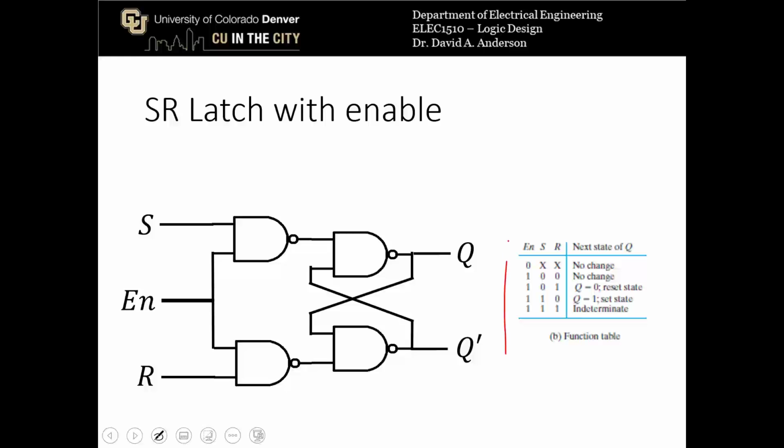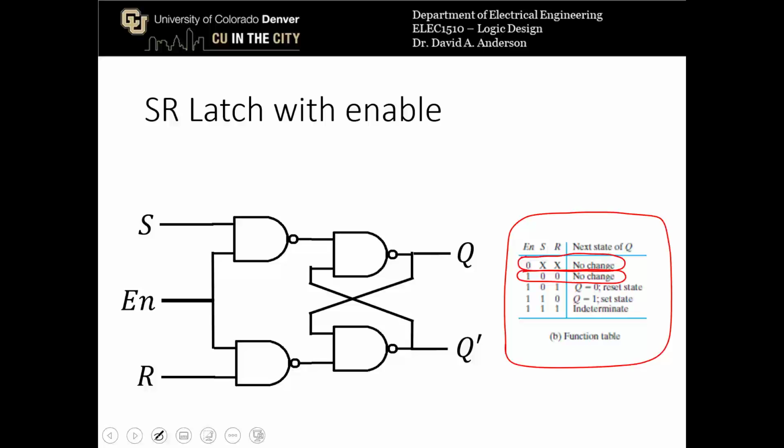The truth table here shows the behavior of the circuit for different values of the inputs. Just to review, when enable is a 0, it doesn't matter what S and R is. Q is going to hang on to its previous state, whatever that was set to previously by S and R. If enable is a 1 and set and reset are both 0, again there's no change in the output. Q and Q prime will remember its previous state.